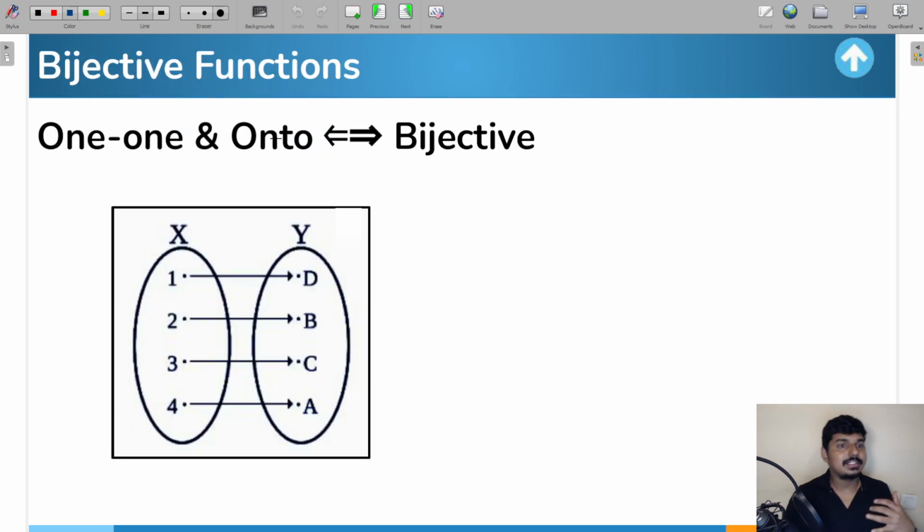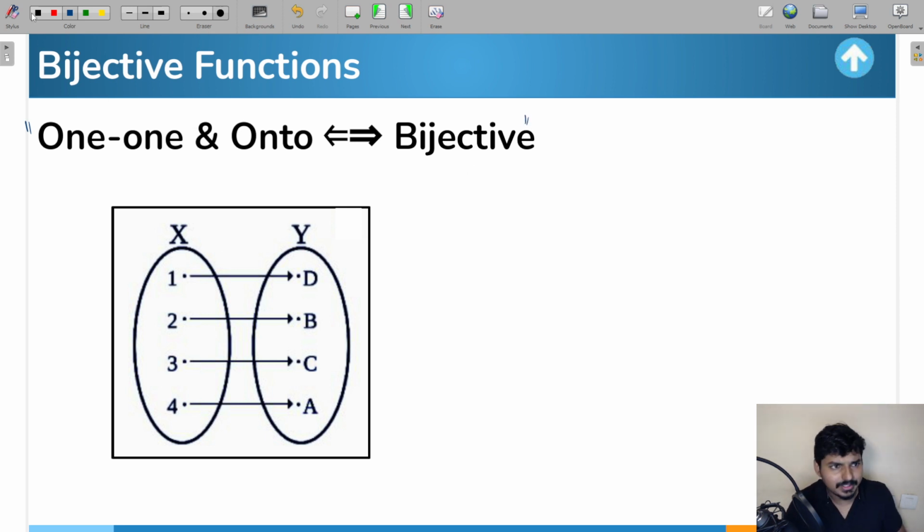Now let us start discussing the bijective function. What do you mean by bijective functions in detail? So guys, regarding bijective function, a function which is one-one as well as onto, we call it a bijective function. Okay, so what does that mean?